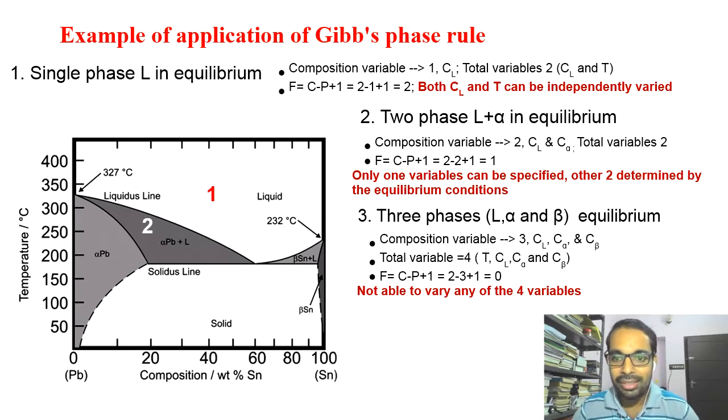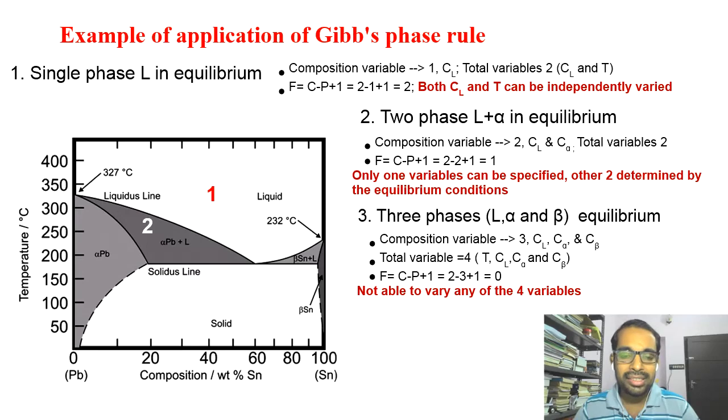It tells us that in a single phase equilibrium, we are free to specify both variables, the temperature and the composition Cl. We can vary the temperature and composition independently in the single phase equilibrium. Even if we vary both, the system will be in an equilibrium state. That is according to the phase rule.